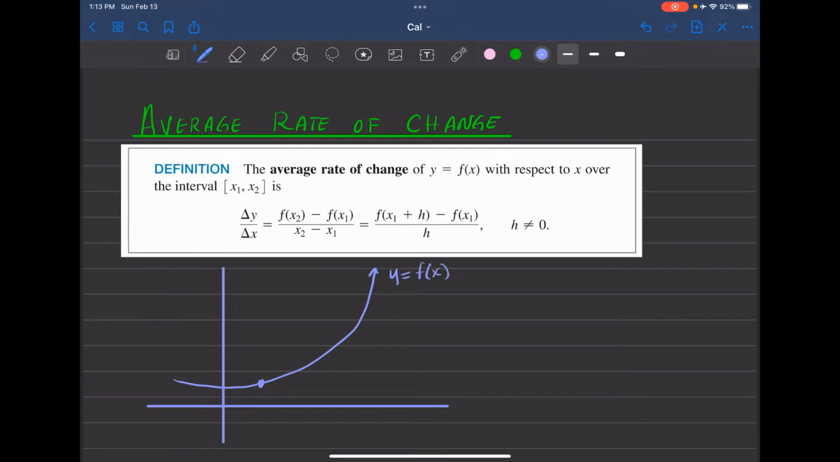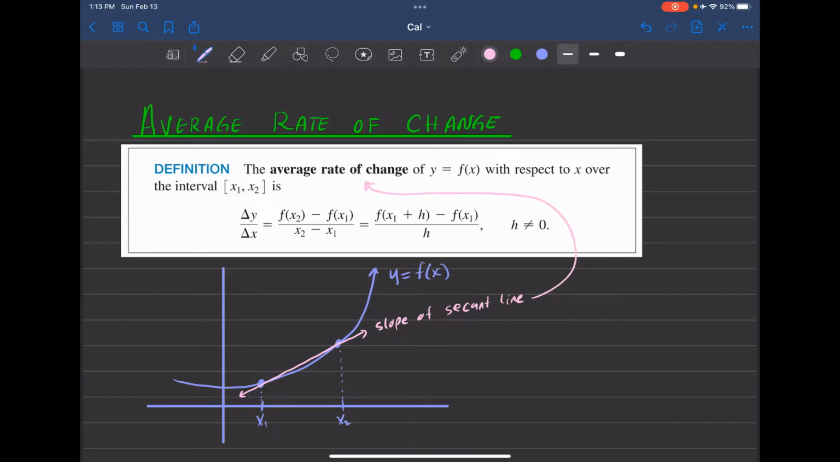And let's say we have a point here that is x1, and we have a point here, we're labeling it as x2. And we want to find the slope connecting these 2 points. So let's see if I can draw this correctly. If I draw a line connecting these 2 points, I have created a secant line. So the slope of this secant line is what we call the average rate of change.